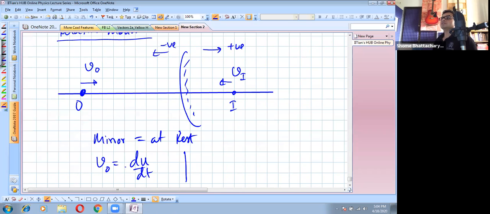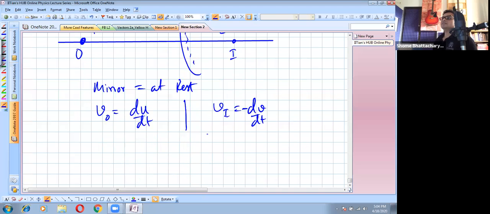So in this particular case, it is actually minus of du by dt, but u itself is negative, whatever. And vi is nothing but dv by dt. But here you can see it is the rate at which v is decreasing, and v is a positive quantity, so there will be a minus sign.